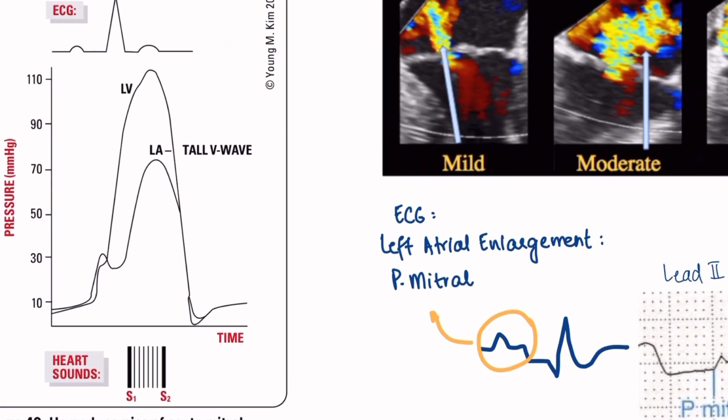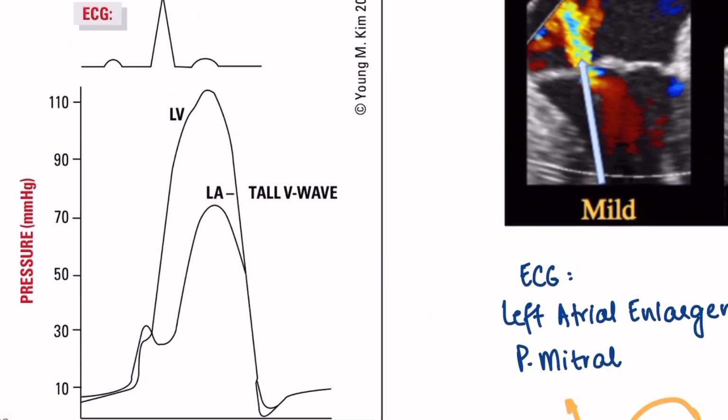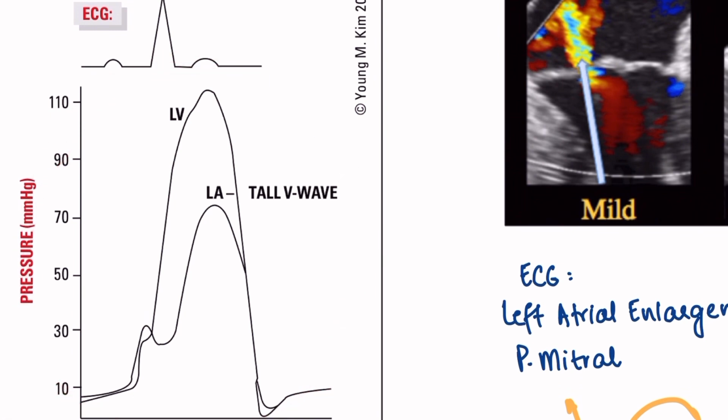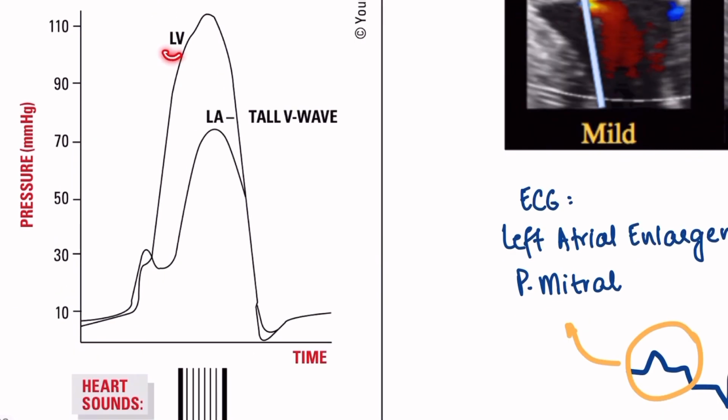One more thing I want to discuss before we move on to the treatment of mitral regurgitation is this entire graph, which they can ask you about in your exams. So this is a graph between the left ventricle and the left atria. Now, the atrial pressure during systole is supposed to be 4 to 12. Basically, it's supposed to be something like this.